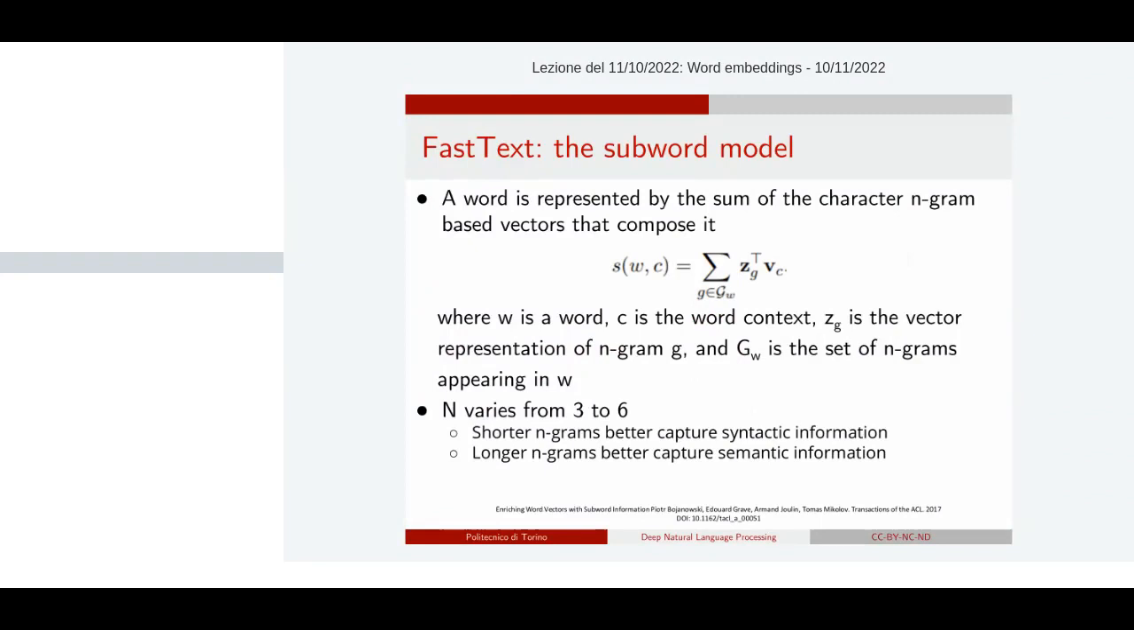While considering shorter n-grams, you are typically able to capture syntactical properties of the text in a better way, whereas when you consider longer n-grams, you are also able to capture more semantically relevant relationships. It's not a fixed size n. You can also include a range, so between 3 and 6, not exactly 4, exactly 5. And the representation of a word here is a sum of the character n-gram based vectors that compose it. Okay? This means that you are able to estimate the vector of an arbitrary word, provided that you know the composition of that word in terms of subwords.